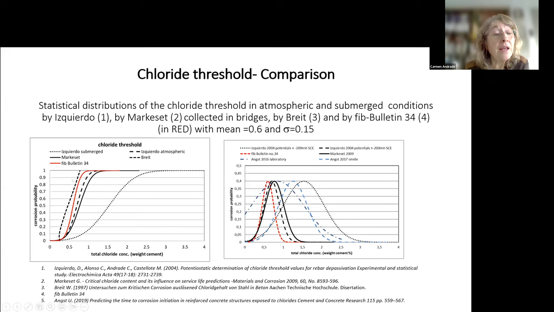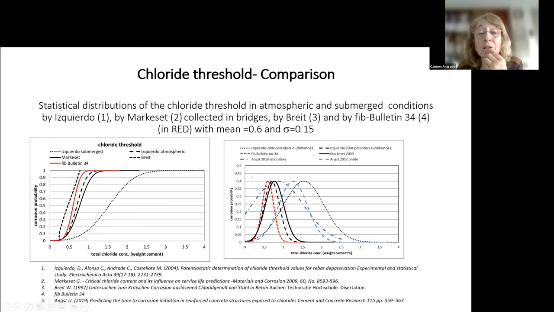This is, I think, the submerged Izquierdo, and these are, oh no, this is Izquierdo and this is Bright, sorry. Bright is the most conservative. This is the Bulletin that increases a bit from 0.5 to 0.6 as average value. This is Izquierdo, and Marqueset is this one. And this is Izquierdo, but in the lower range of potentials. And I plotted here the Welly Ans publications of 16 and 17 that are much later than the other previous ones. And what he found is what is known. I mean, it's nothing new in a structure.